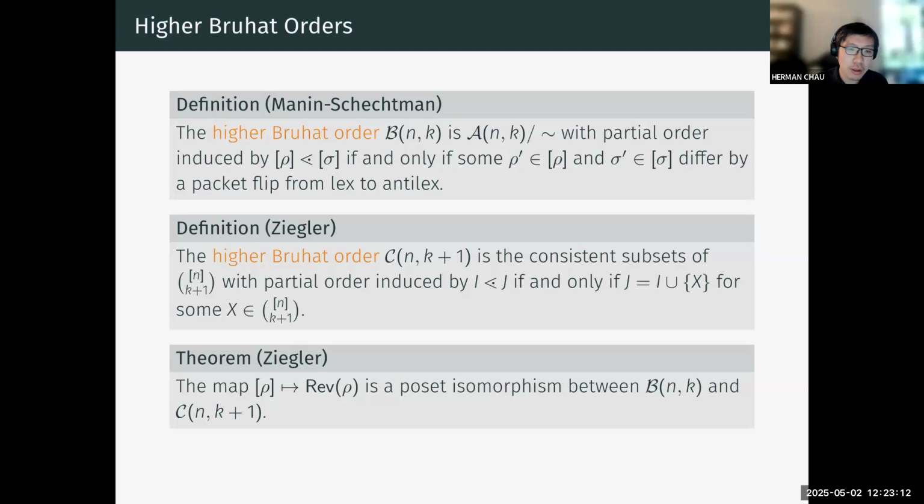And it's a theorem by Ziegler that actually these two definitions are equivalent. So if I start off with some commutation class of admissible orders, and I map it to its reversal sets, then it gives us a poset isomorphism between B(n,k) and C(n,k+1).